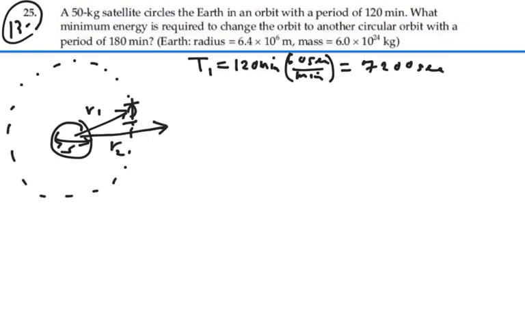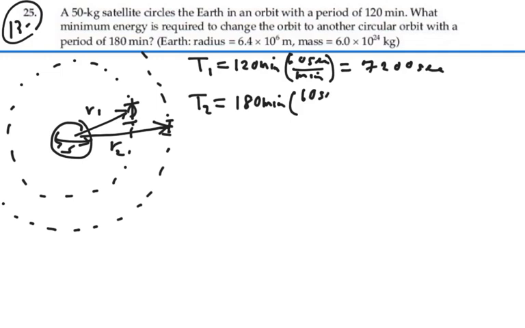All right, and then we want to change the orbit to a second orbit. Let's call it R2. And the period in that orbit is 180 minutes. Multiply that by 60 seconds per minute, and that gives us 10,800 seconds.